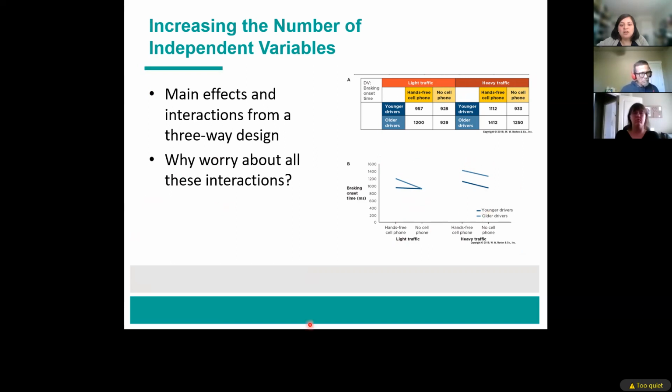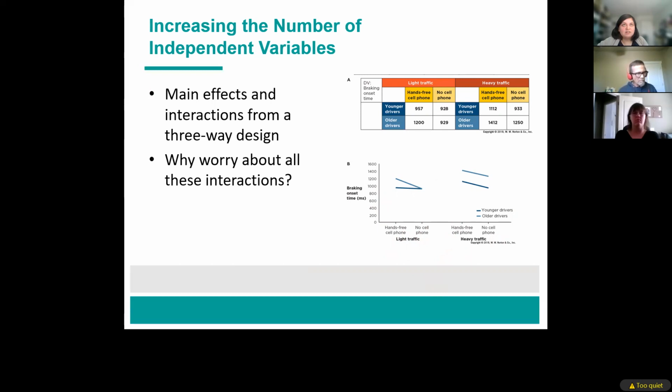And why would you worry about all of these interactions? So this might give us some useful information, right? So does it make a difference in the age and whether a cell phone is present or not? In light versus heavy traffic, there might be more of an effect with heavy traffic. There might be more of an effect with light traffic. It actually can give us some interesting data.